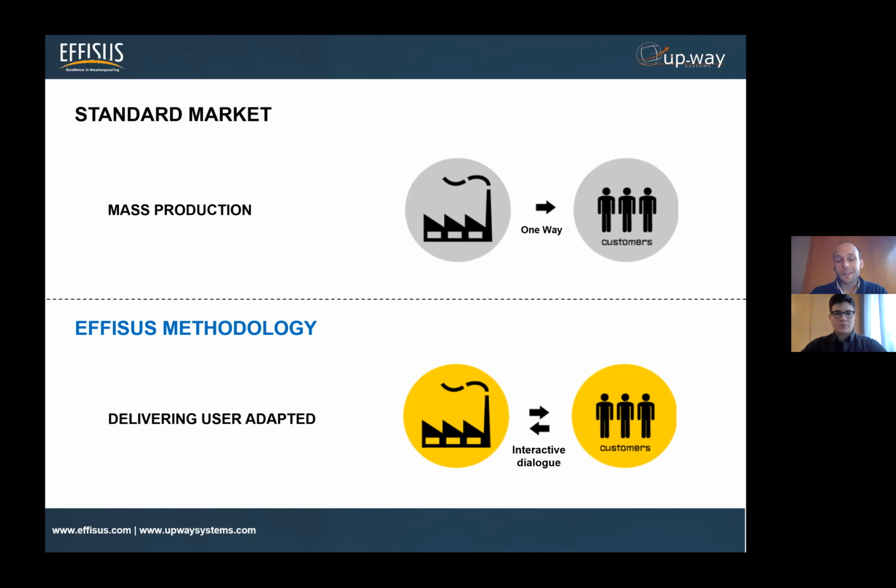At Effisus we find this is the way it should be, through this Effisus methodology. That is, through an interactive dialogue, we would be able to get information about the project, requirements, very specific requirements, the access to the site, the way people on site will be able to install the product. So everything should be taken into consideration in order to achieve the best solution we can provide to the job.